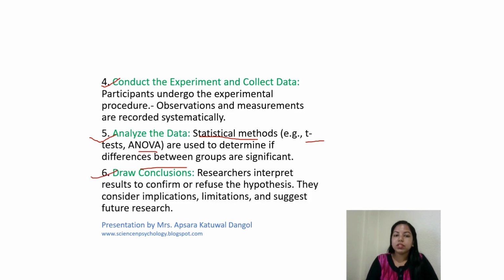Researchers interpret results to confirm or refute the hypothesis. For example, if they score low in the memory test, researchers confirm their hypothesis that yes, people with low sleep hours or sleep deprivation have problems in memory recall. But if they score higher in the memory test, it refutes the hypothesis. So they can consider the implications, limitations, and suggest future research.